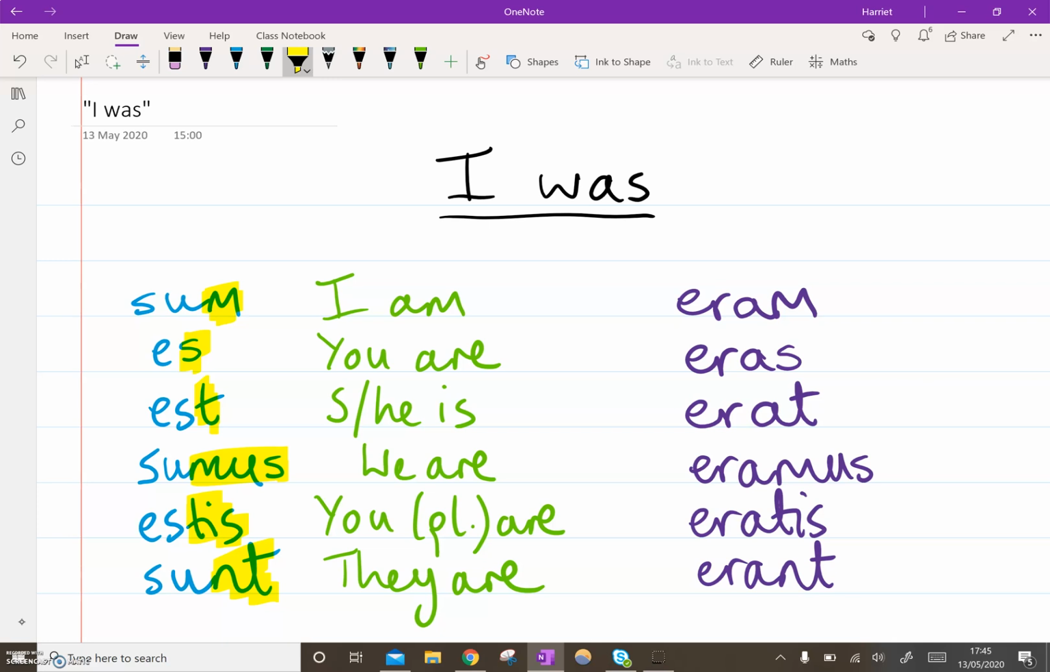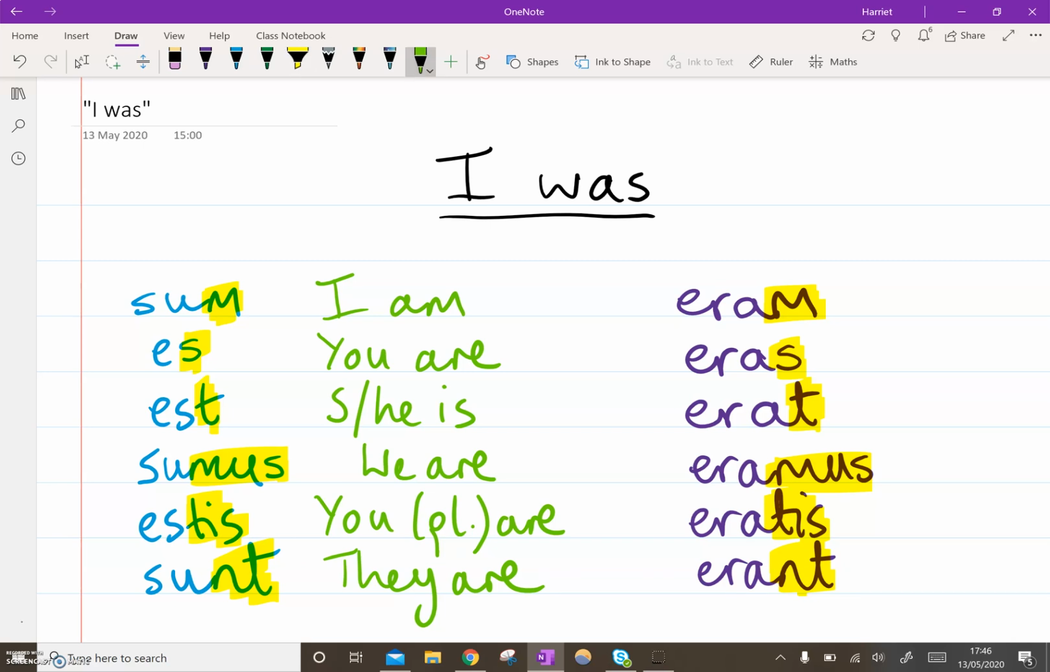First thing to notice, the endings of this verb are exactly the same as the endings of the present tense, which is very helpful because it means that we already, just by looking at that, know which person it is. We know eram is going to mean I something. We know eras is going to mean you something, etc. The era makes it the past. So instead of I am, it's I was.